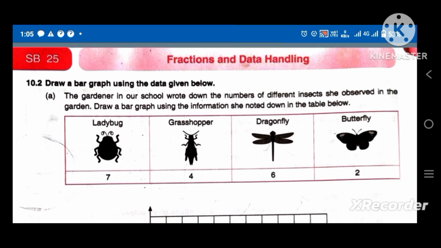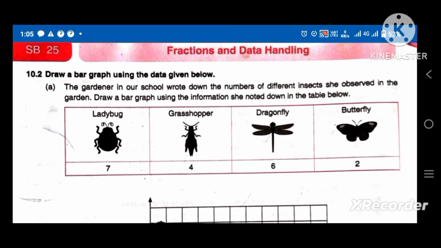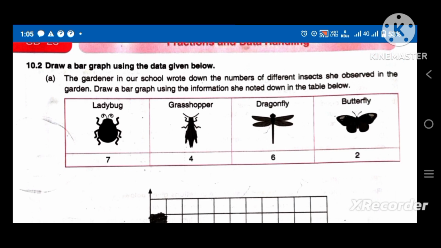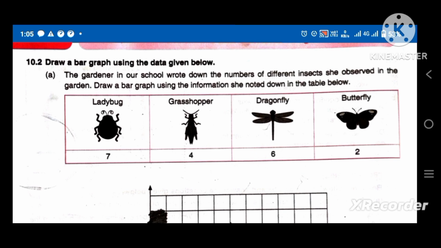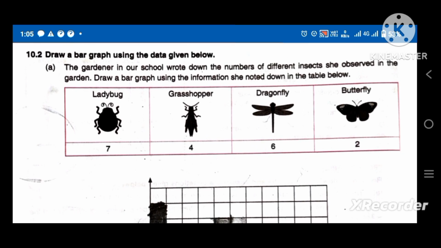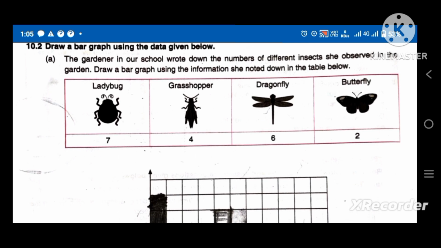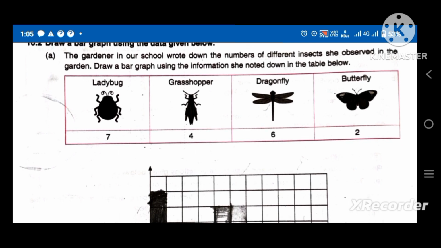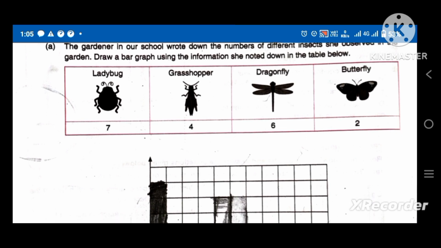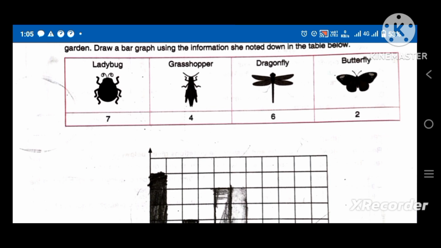10.2. Draw a bar graph using the data given below. A. The gardener in our school wrote down the numbers of different insects she observed in the garden. Draw a bar graph using the information she noted down in the table below. Ladybug 7, grasshopper 4, dragonfly 6, butterfly 2.